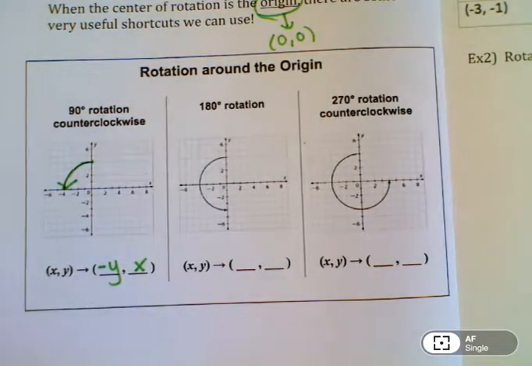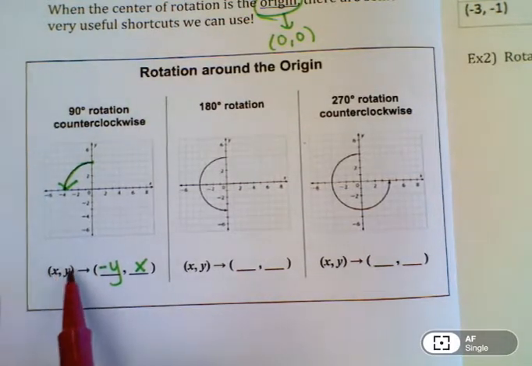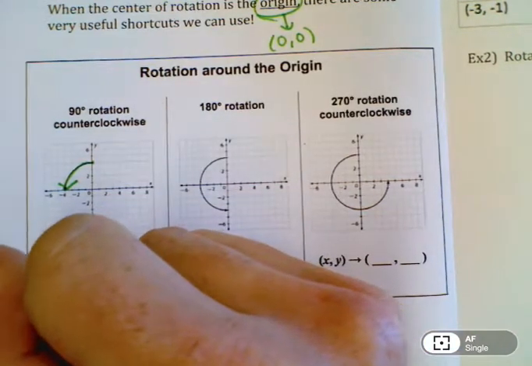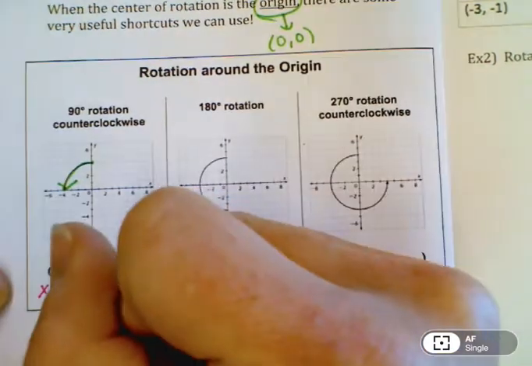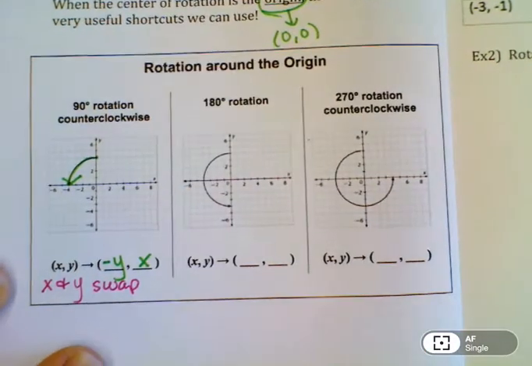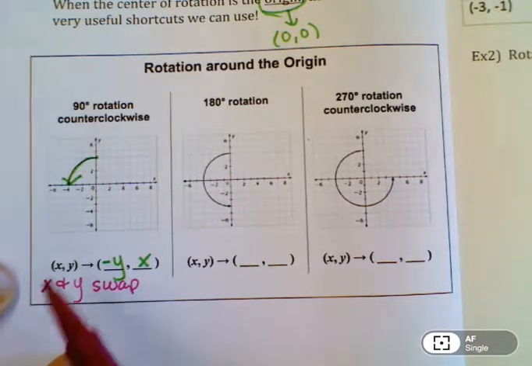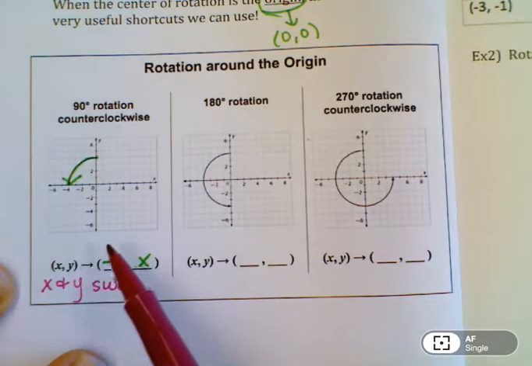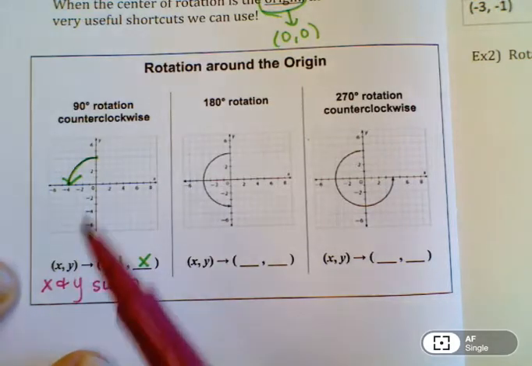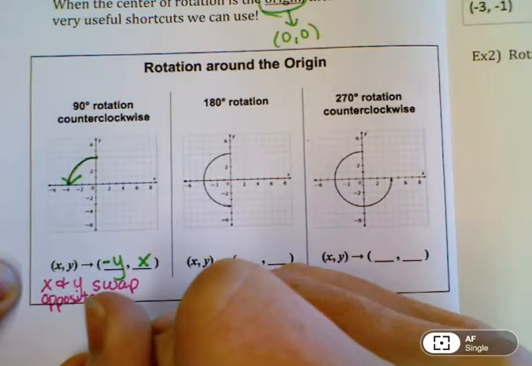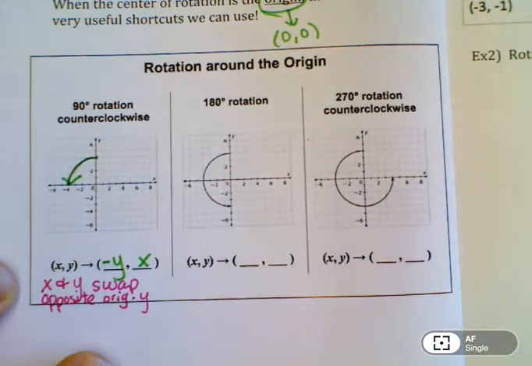And I think just like we did with the reflections, it'd be a good idea if we could write out what this means. So the first thing I hope you notice is that the x and the y are swapping places. So let's write that. x and y swap. But then in addition to the x and the y swapping places, the y value in your original point becomes opposite in our new point. So I'm just going to write opposite the original y. So that's what that rule means.